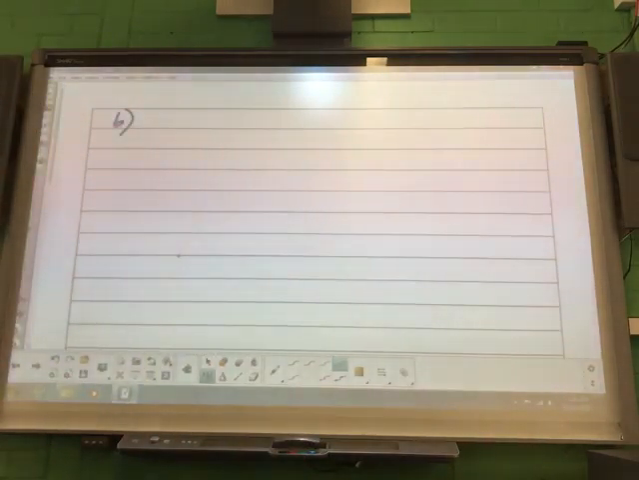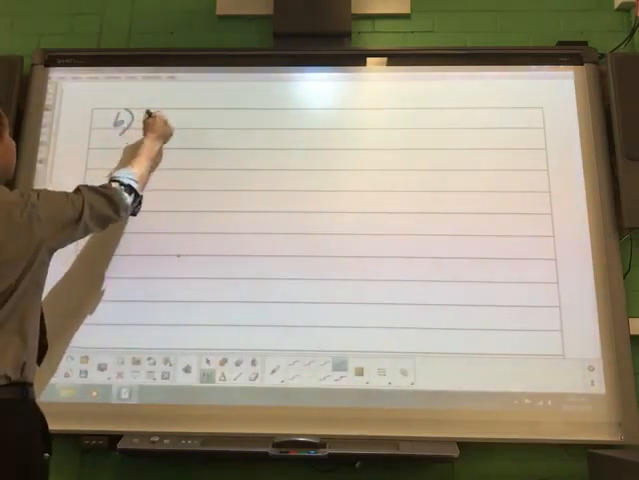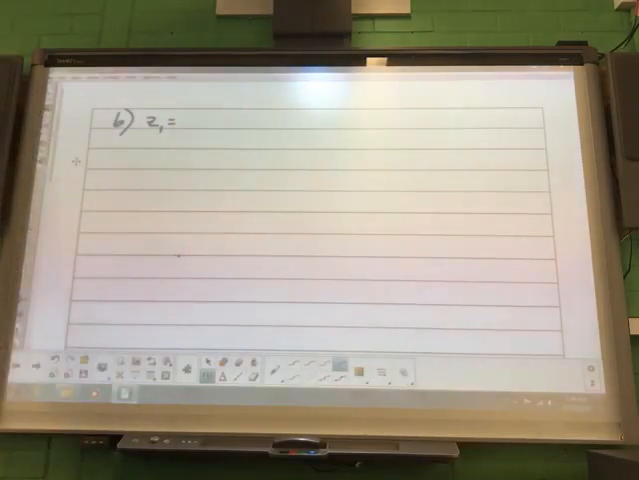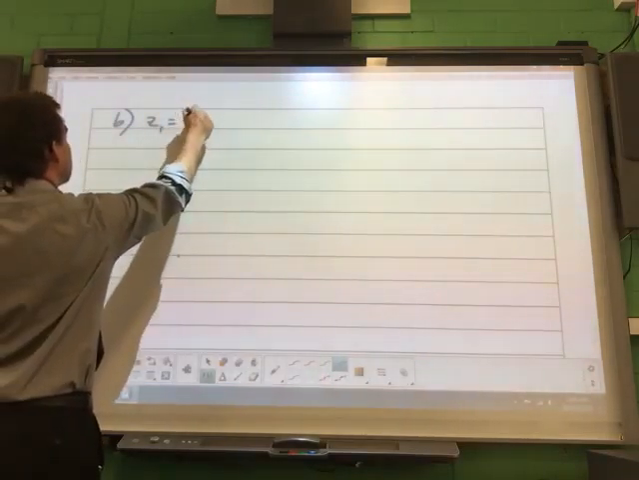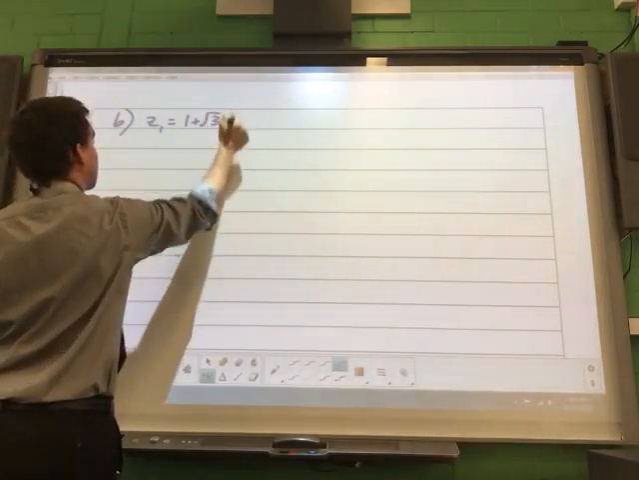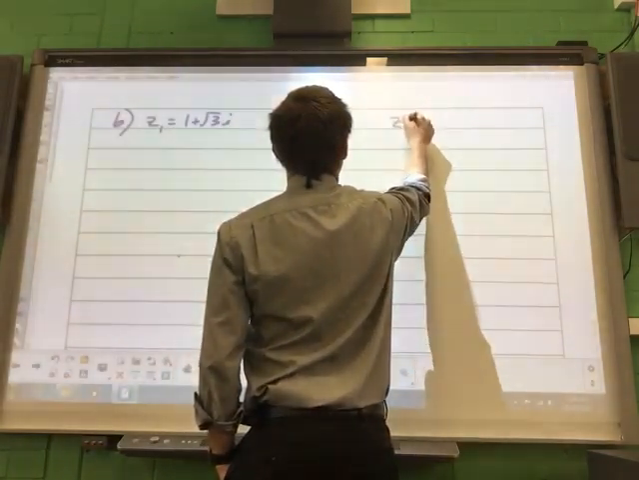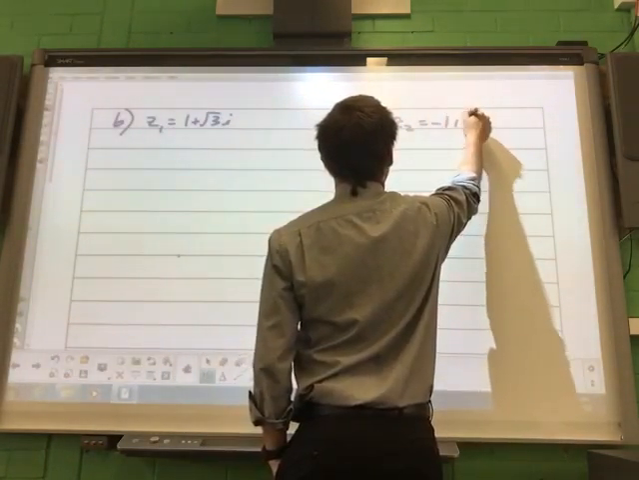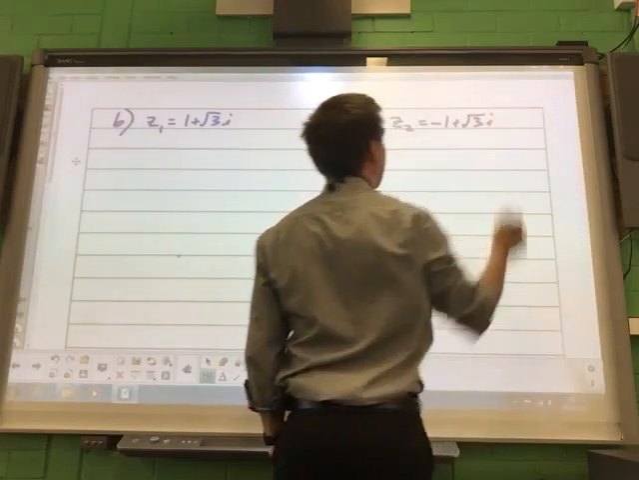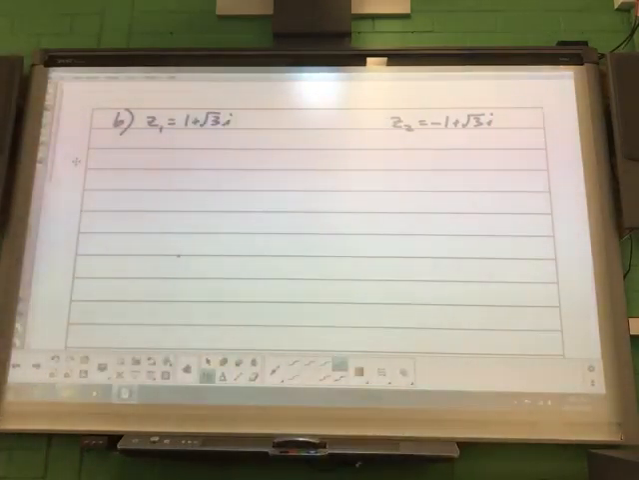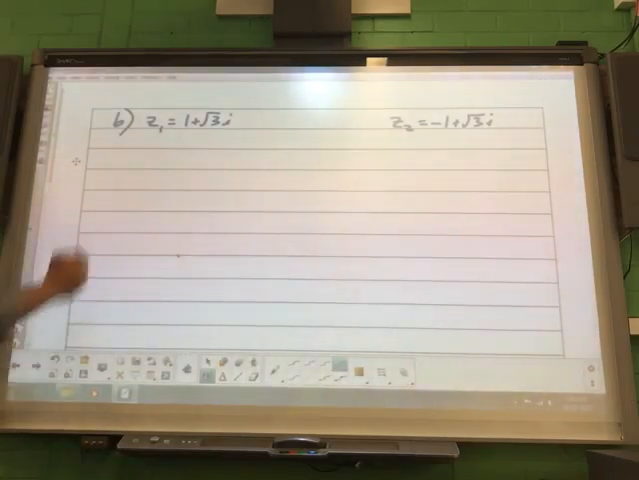For part B, I'm just going to let Z1 equal 1 plus root 3i, and Z2 is going to be negative 1 plus root 3i. So we first need to calculate the modulus and the argument.